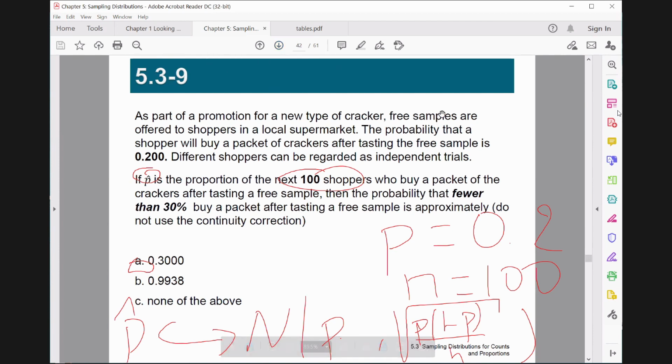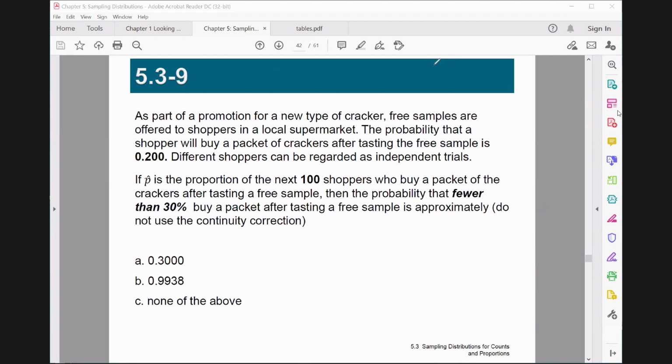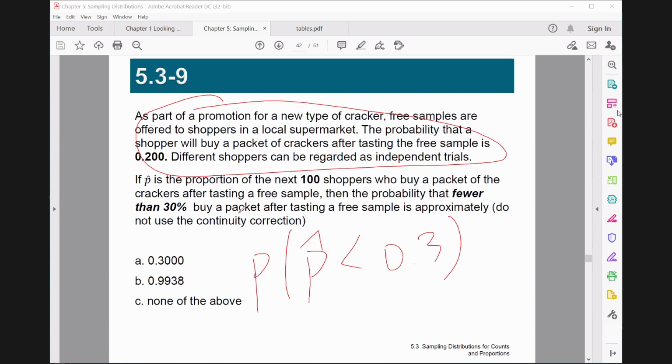Here, let's move to the next question. Here we have the same problem, but what is the probability that fewer than 30% buy? Then the probability of P hat less than 0.3. Okay, we know it's the same. Here we have the same problem as the slide before. Then what about P hat? I said P hat is a normal distribution whose mean maybe was 0.2 and its standard deviation is 0.04.